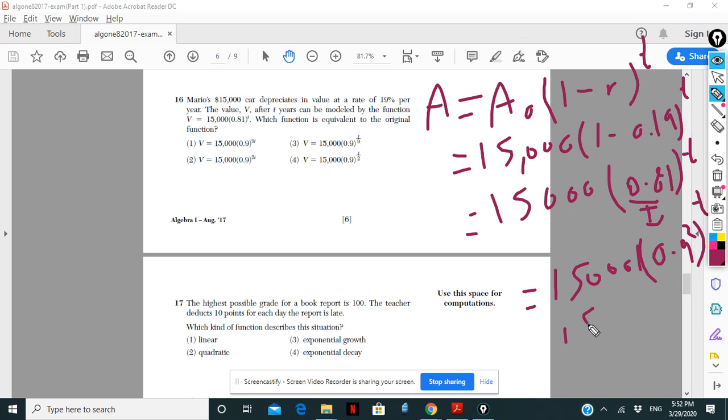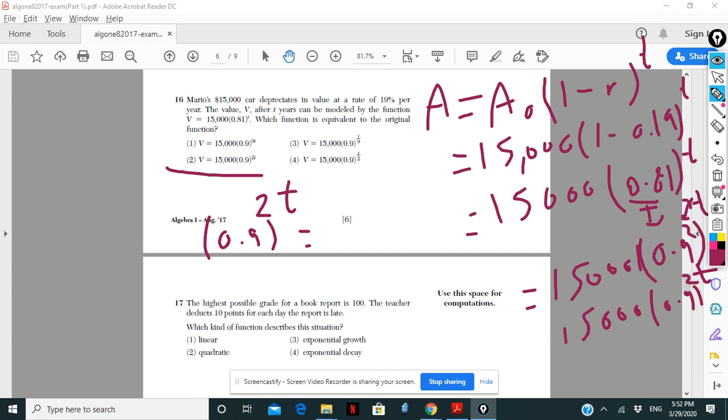Exponent of exponent, so I got 0.9 squared, and exponent of exponent, and I multiplied, giving me 2t. So the answer should be 2. So look here, it's 2t, 0.9, which is 0.9 squared to the t, and that's giving me the same 0.81.